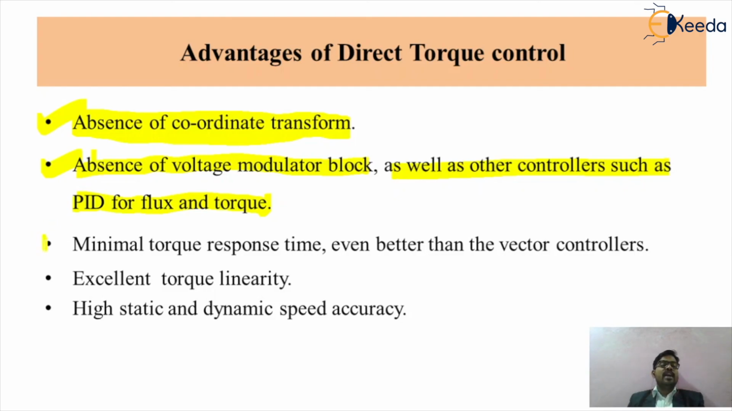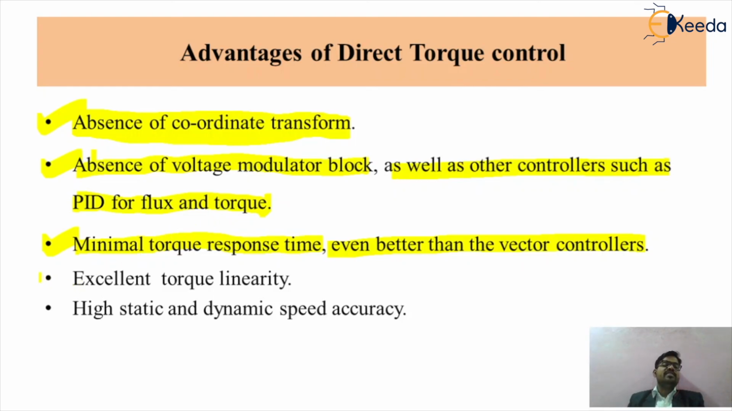Then the third advantage is the minimal torque response time, even better than the vector controller. As we know, the reason we prefer direct torque control in industry is that it gives a minimal torque response time, even better than vector control. That's why we prefer the direct torque control scheme as an advanced control scheme.